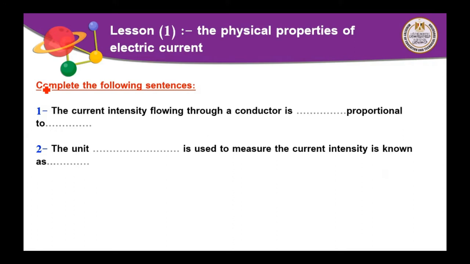The first question: Complete the following sentences. The current intensity flowing through a conductor is space proportional to space. This question asks you about the relation between electric current intensity and another physical quantity. Electric current intensity has two relations, one direct and the other indirect: a direct relation with the quantity of charges, while the indirect relation is with time.